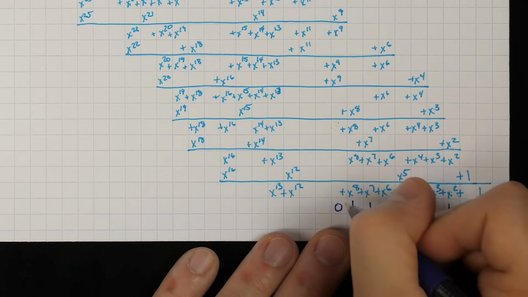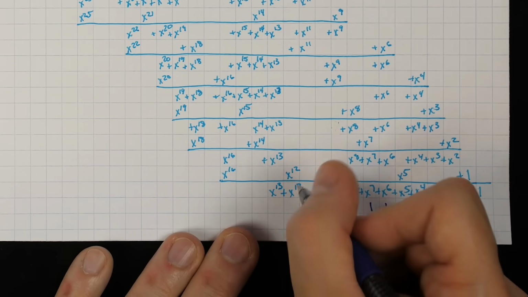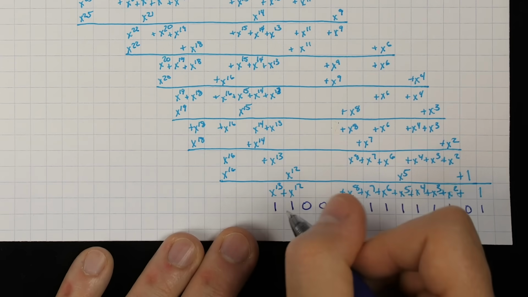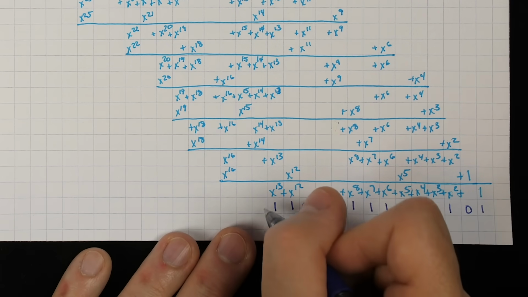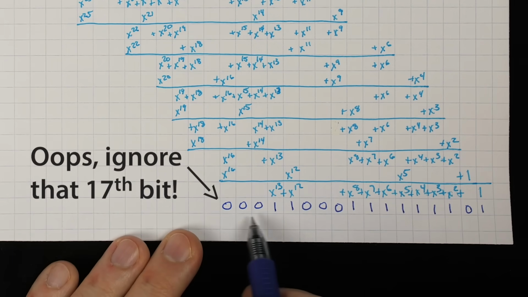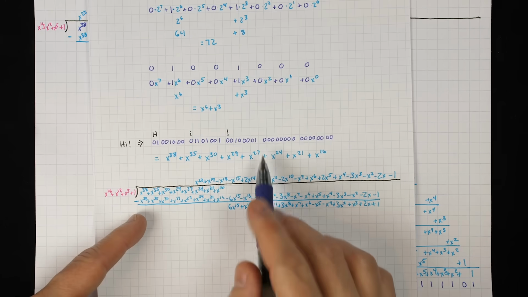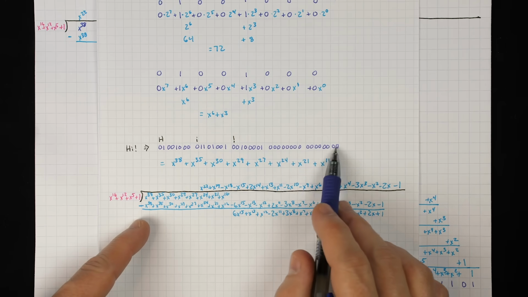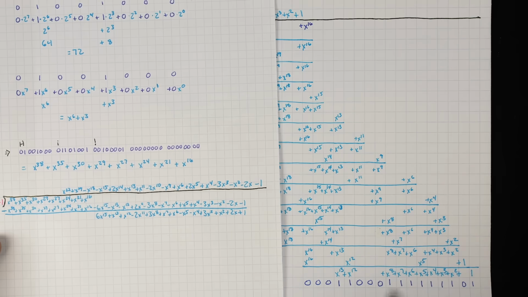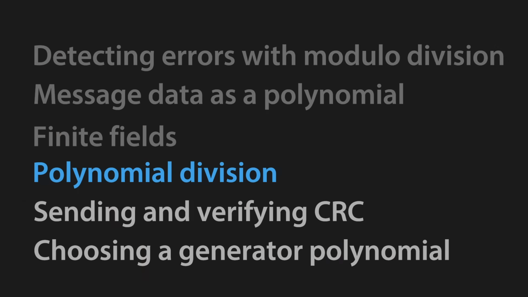X to the 9th term, not there. These terms are not there. So those coefficients are 0. X to the 12th term is there. X to the 13th term is there. And then we can fill in the rest, 14th, 15th, 16th. And so now we have this 16-bit remainder. And in fact, this is precisely the remainder that we can now include in our message here as the CRC. In fact, this is a CRC. We've computed a CRC using this generator polynomial.